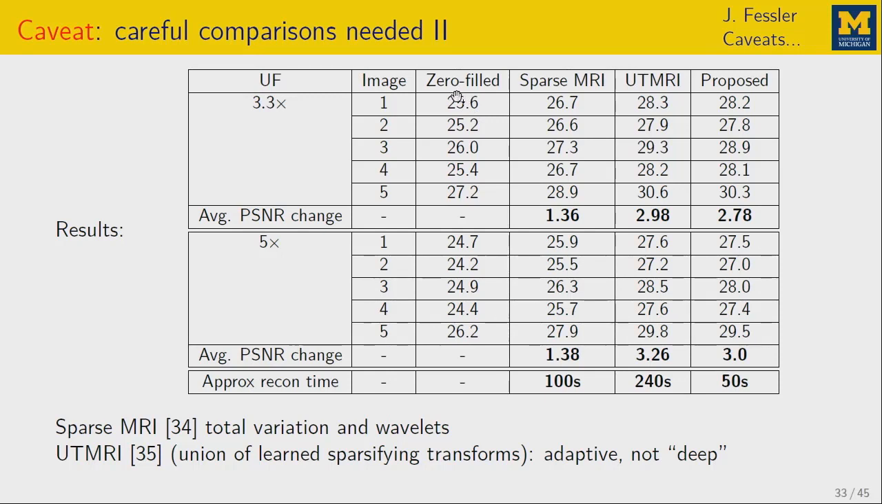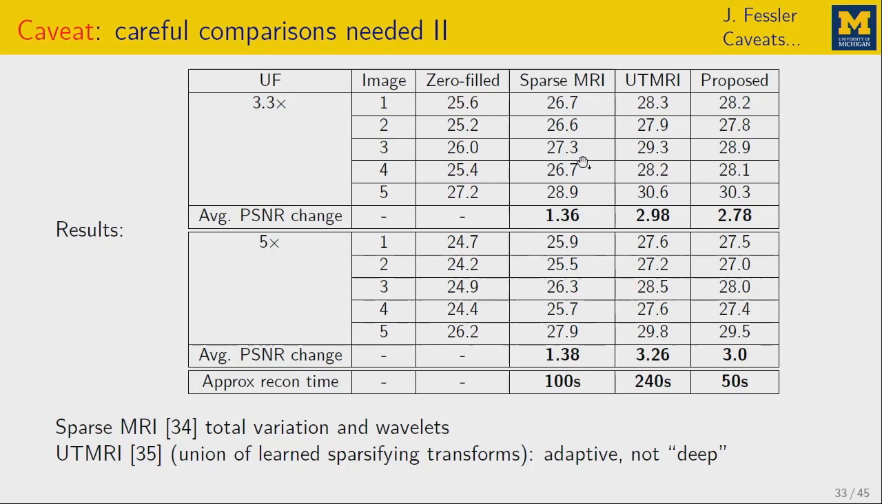So, of course, if you just do a zero-filled inverse FFT for various undersampling factors, you get terrible results. If you apply sparse MRI, which is a combination of total variation and wavelets as a fixed regularizer, you get somewhere on the order of 1 dB PSNR improvement. If I use a learned transform-based regularizer, we can get another dB or so improvement. And if we use the unrolled loop, we don't see any additional improvement beyond that. So the big gain was going from, say, total variation as a generic regularizer to an adaptive regularizer. But this one is not deep. It's just a single sparsifying transform for each patch.